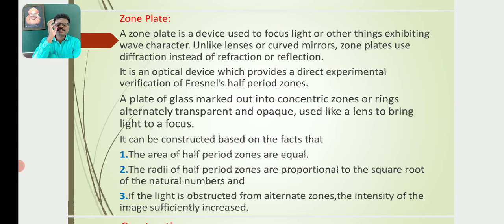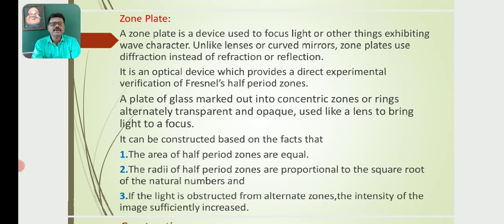Here the zone plate is an optical device which provides a direct experimental verification of Fresnel's half-period zones. The plate of glass marked out into concentric zones or rings, alternately transparent and opaque, used like a lens to bring light to a focus.